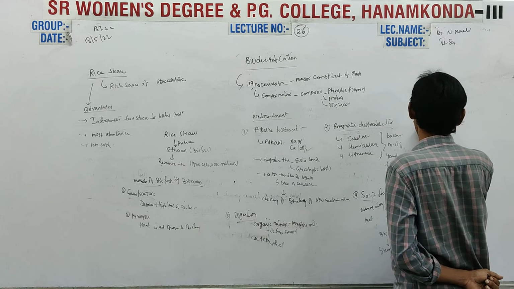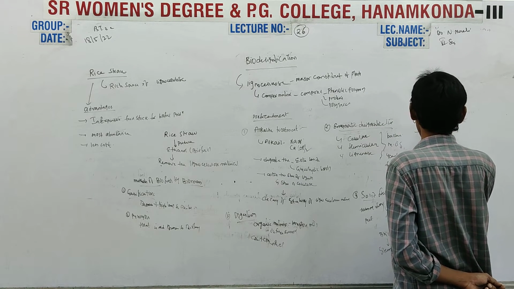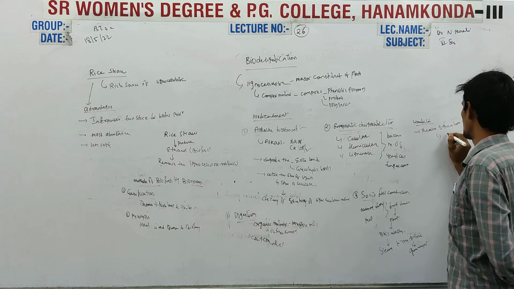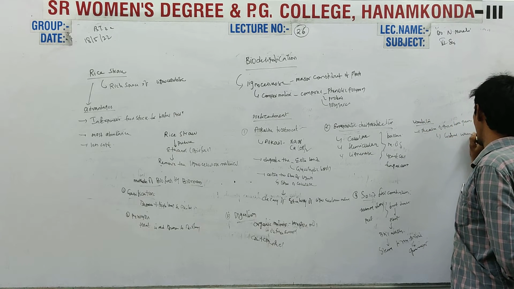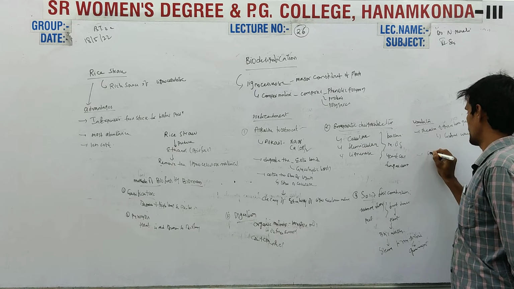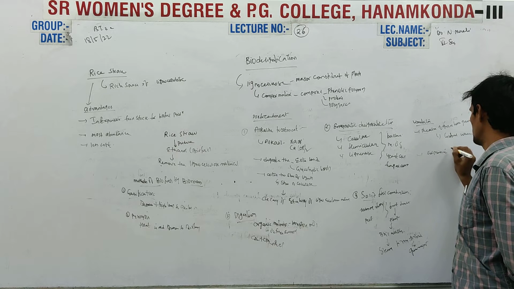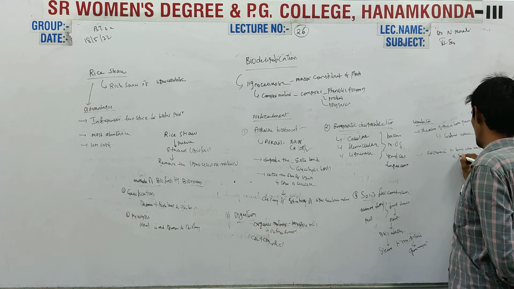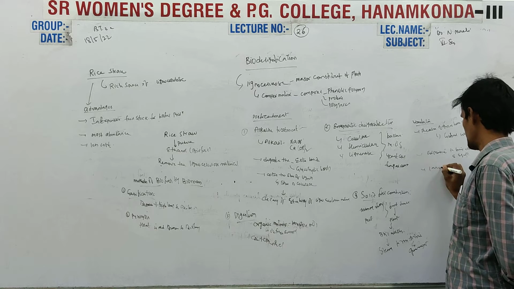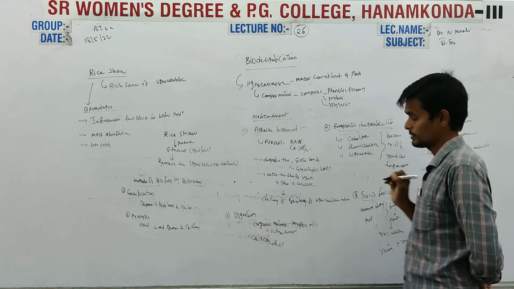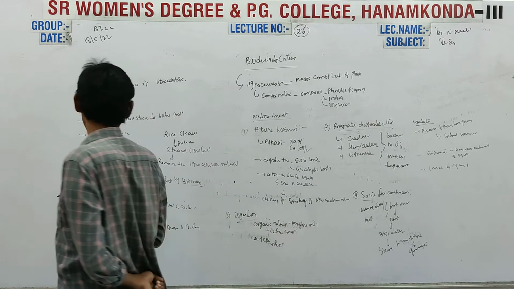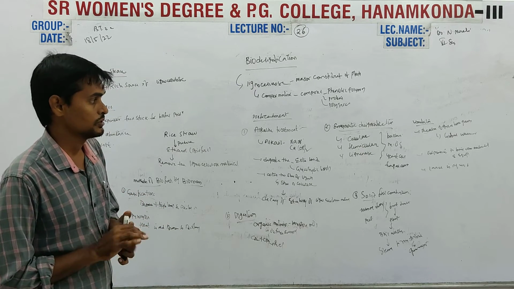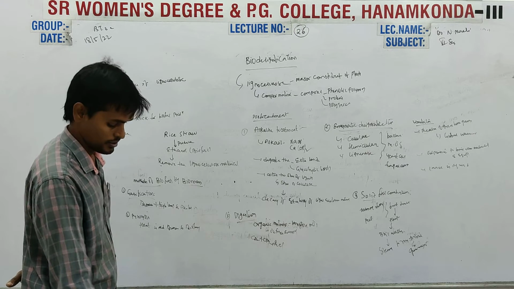So limitations include release of greenhouse gases, which ultimately causes global warming, and it is expensive to bring the raw materials and equipment, and a large area is required.